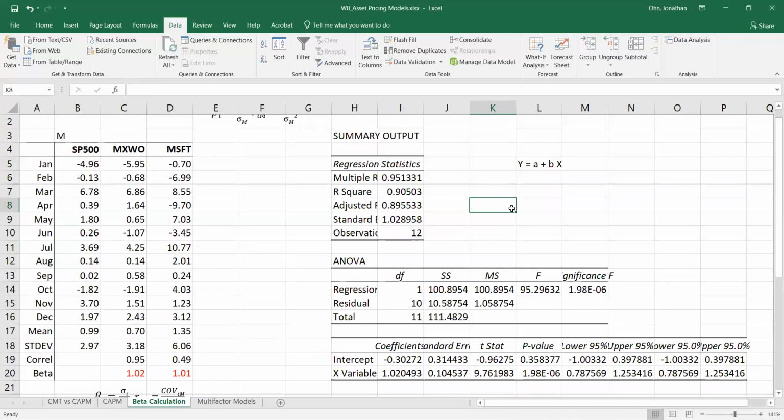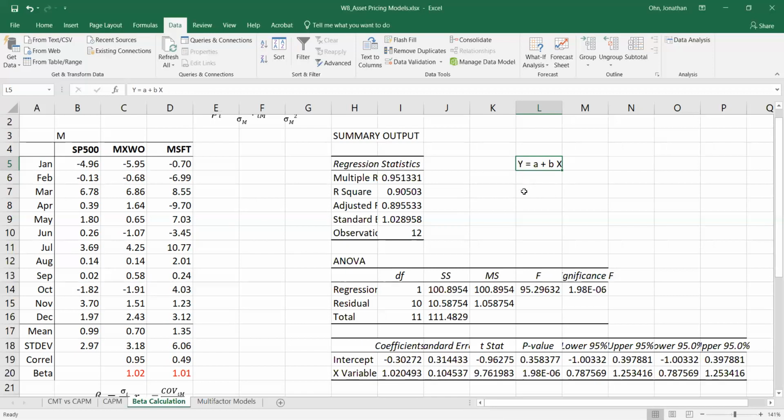Statistically, you do a regression. You regress your stock on the market. Then this result gives you the R squares, the F statistics, and the estimated coefficients. The intercept is this one, and the X coefficient is this one.